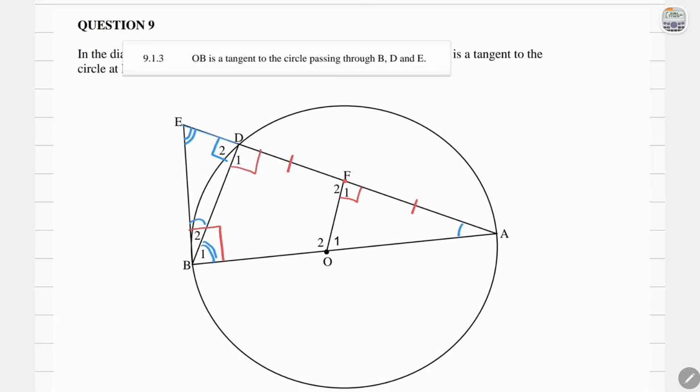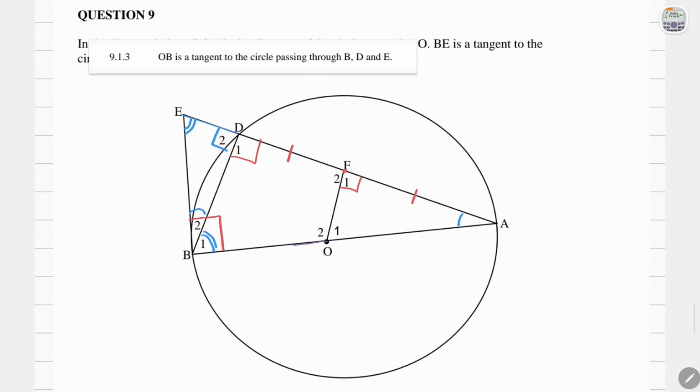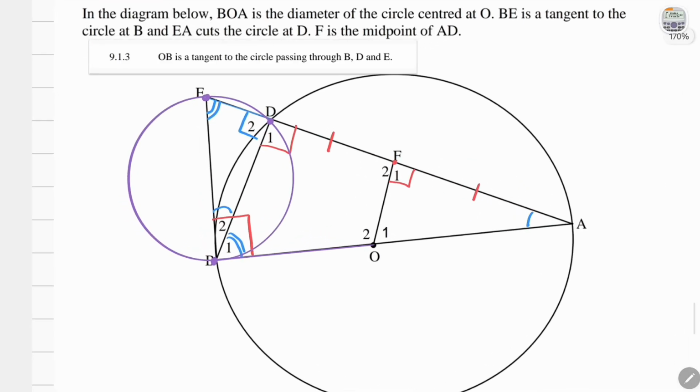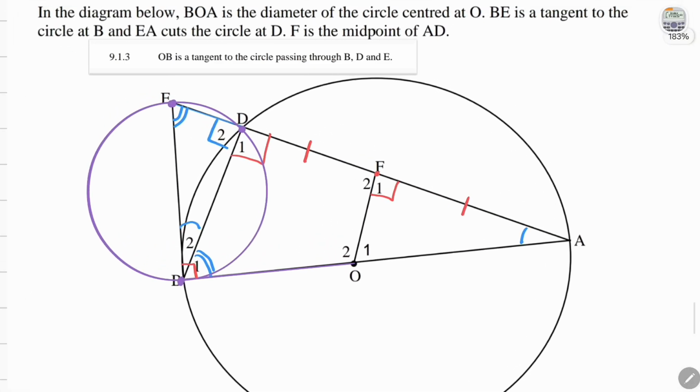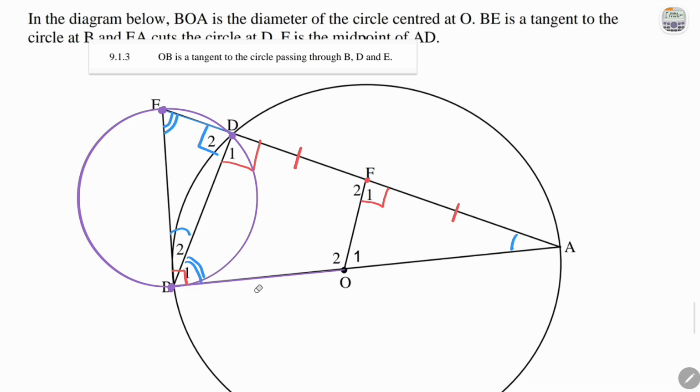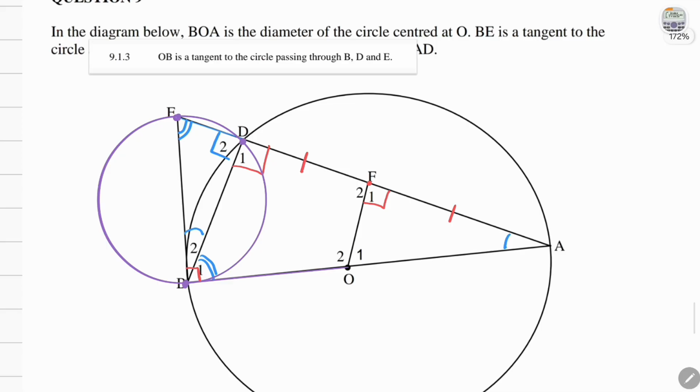So we have to show that OB is a tangent to the circle passing through B, D and E. This is OB over here. This is a tangent to the circle B, D and E. So let's just draw a small sketch of a circle there that has those points on the circumference. Something like that. I'm just going to make that smaller so that it doesn't distract us in any way. To prove that OB is a tangent to this circle, we can use a theorem about tangents.